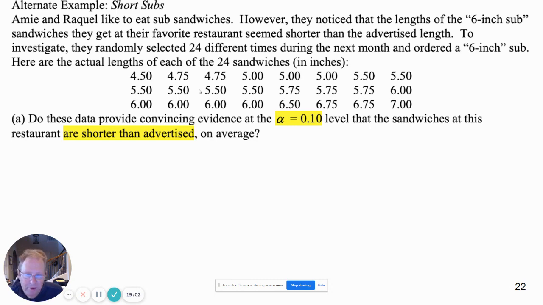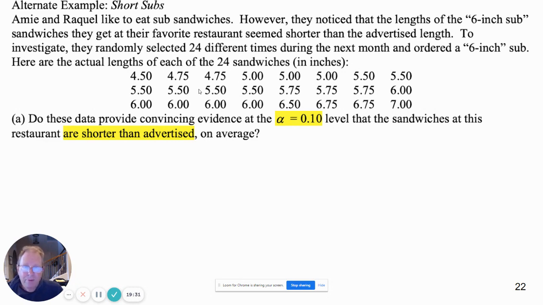So let's practice with this, and here's where I want you to get out your calculator. 2 students like to eat Subway sandwiches. However, they noted that the length of the 6-inch sub sandwich that they get at their favorite restaurant seems shorter than the advertised length. To investigate, they randomly selected 24 different times during the next month and ordered 6-inch subs. Here is the actual length of each of the 24 sandwiches in inches.